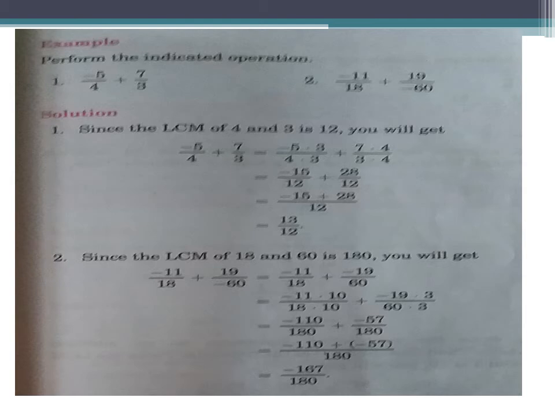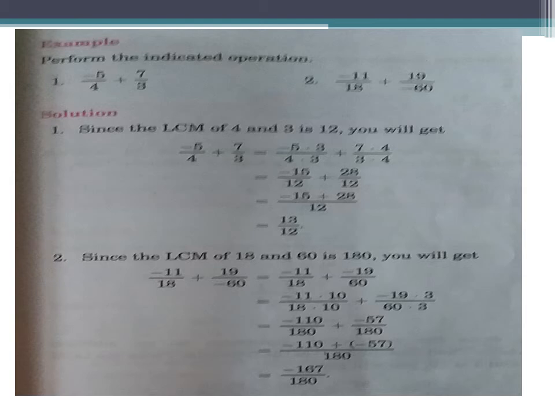Another example, we have negative 11 over 18 plus 19 over 60. Since the LCM of 18 and 60 is 180, you will get negative 11 over 18 plus 19 over 60 is equal to negative 11 over 18 times 10. Then, after that, multiply also 19 over 60 times 3.